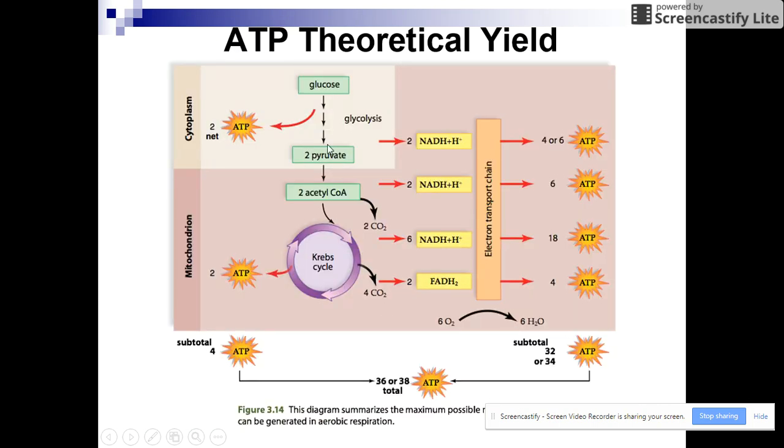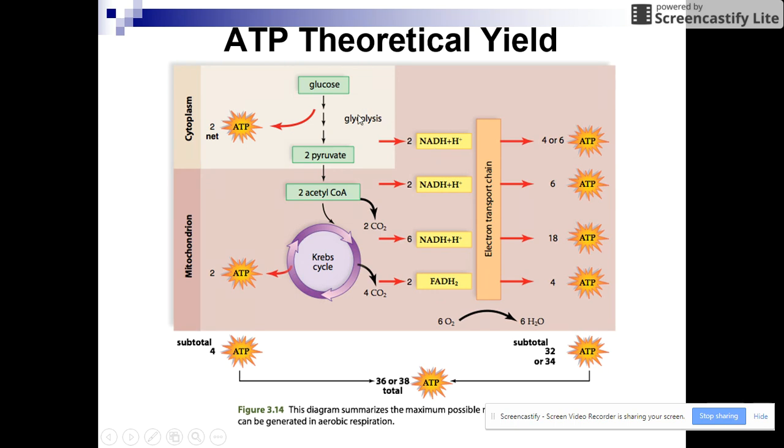So that brings us to the theoretical yield of ATP. Okay, so you have glycolysis, which produces 2 net ATP. You have pyruvate oxidation, which doesn't produce any. You have the Krebs cycle, which produces 2 ATP. Remember, this is per glucose molecule. So you have a subtotal of 4 ATP by substrate level phosphorylation in glycolysis and the Krebs cycle. You have the NADH that is made in glycolysis. You have the NADH that is made in pyruvate oxidation and the Krebs cycle, and the FADH2 that's made in the Krebs cycle.